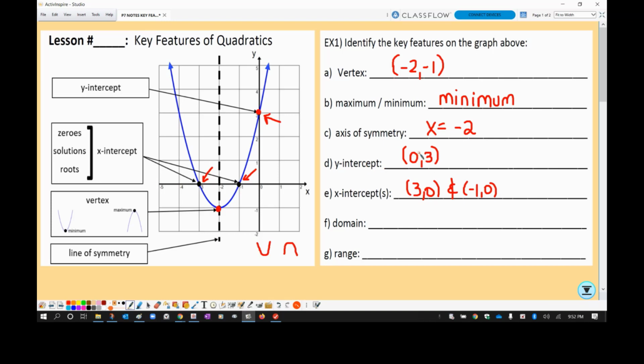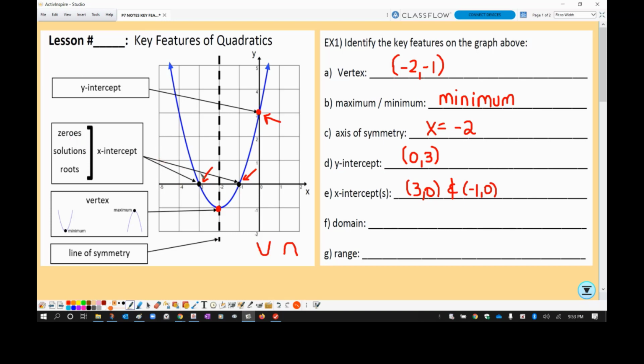Now, please notice that sometimes on multiple choice, when they ask for the y-intercept, you might not see something like this, 0, 3. You might just see the number 3. But most of the time, we write them as coordinates. Same thing applies for the x-intercept. Most of the time, we write them as coordinates with an x and a y. But sometimes on a multiple choice test, they might just say 3 and -1.